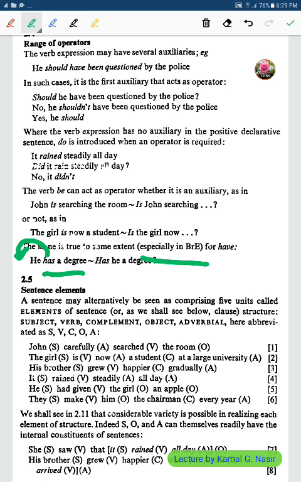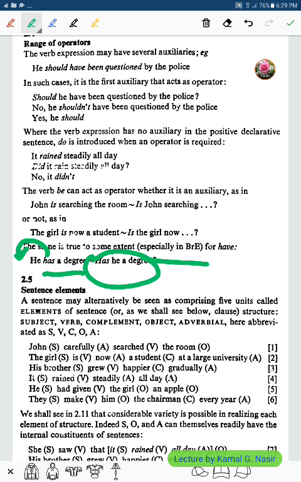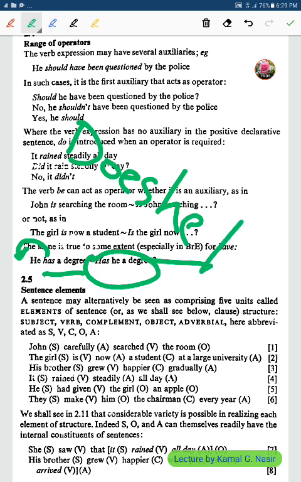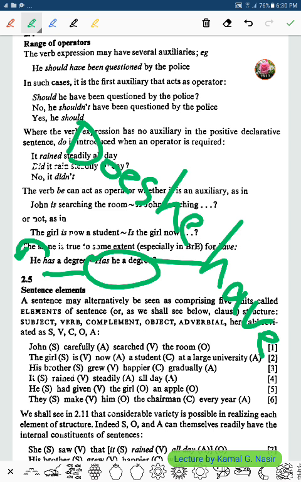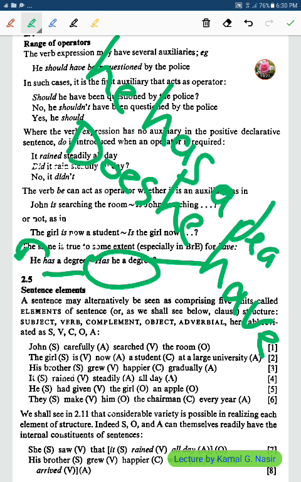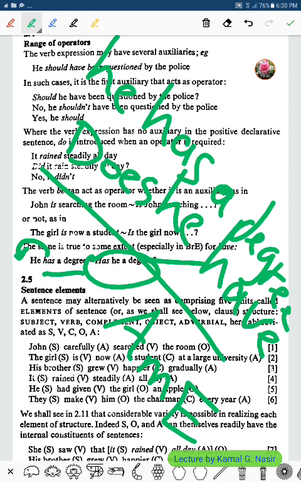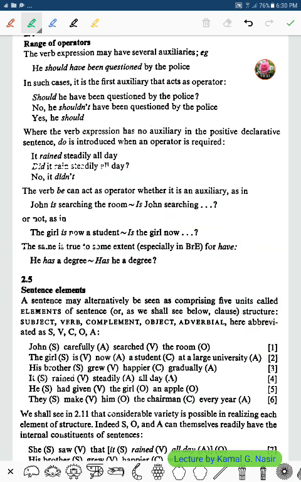This sentence is in British English. You can say, has he a degree? In American English, you say, does he have a degree? This is the question for "He has a degree" in American English. But in British English, no, it is "Has he a degree?" This is a very important distinction.